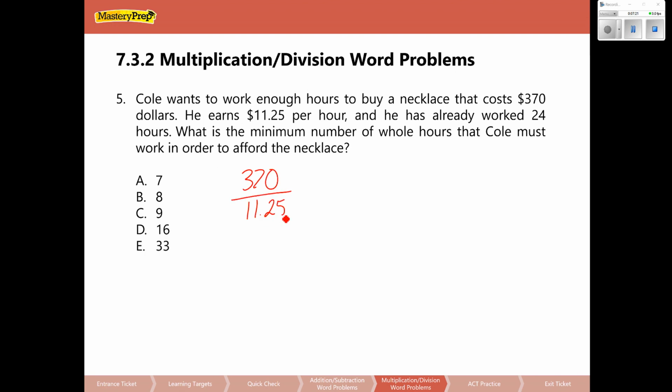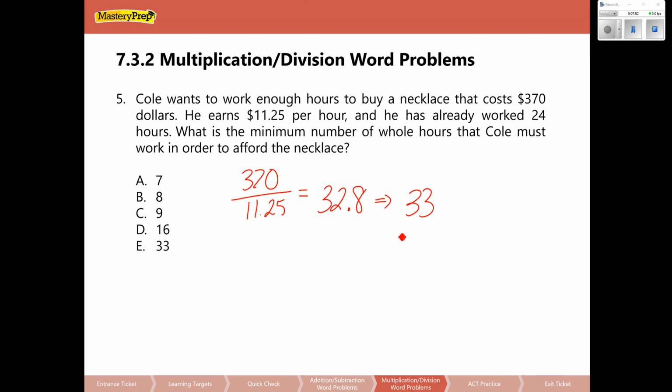That's a great way to start, because we can divide $370 by 11.25. And when you divided, you got what? So 32.8 with a bunch of 8s. So yes, we do need to round up because, unfortunately, most employers will not pay fractional hours. They don't like to, because 33 is a nicer number.